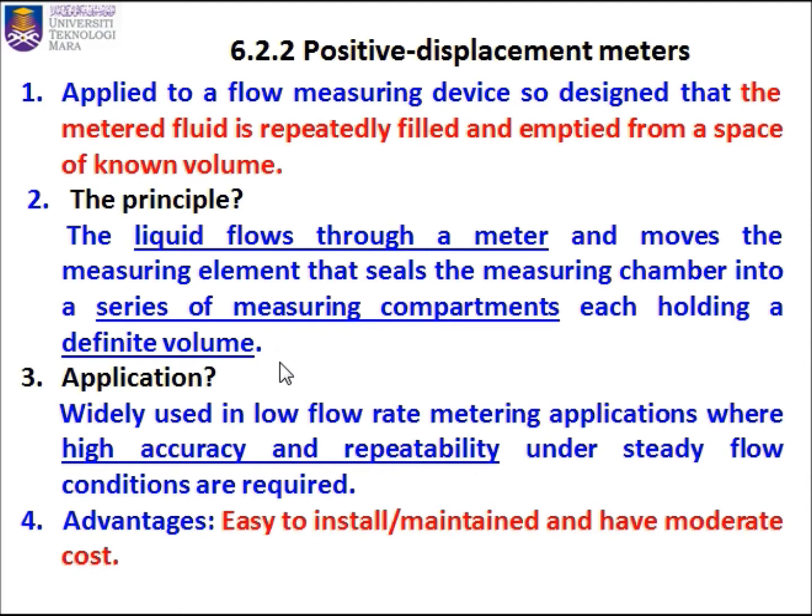So what are the applications? Positive displacement meters are widely used in low flow rate metering applications where high accuracy and repeatability under steady flow rate conditions are required. The advantages are that they are easy to install and maintain and have a moderate cost.